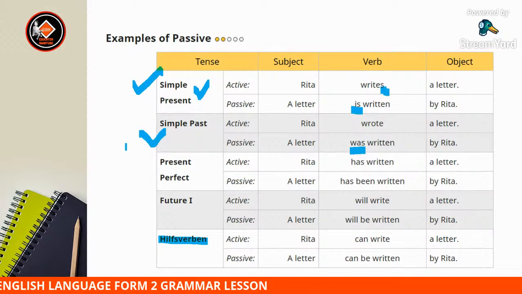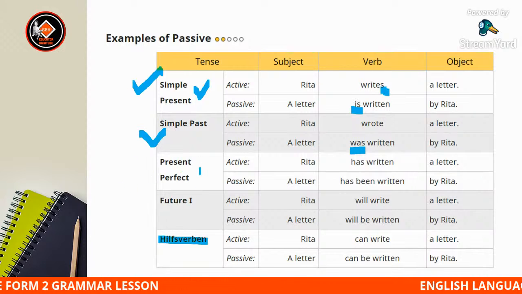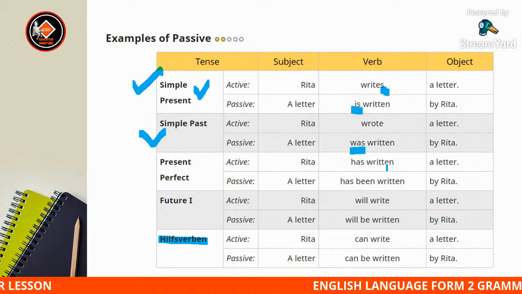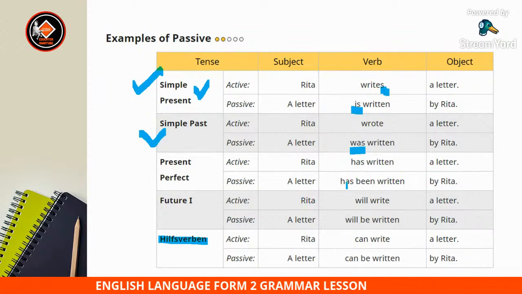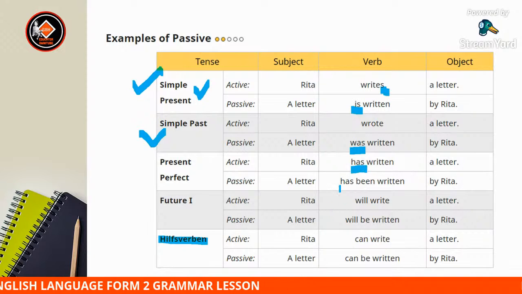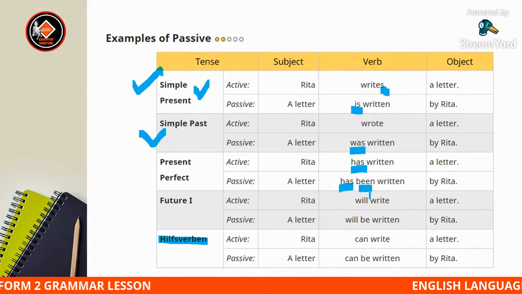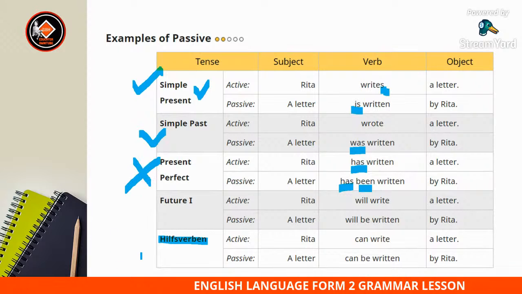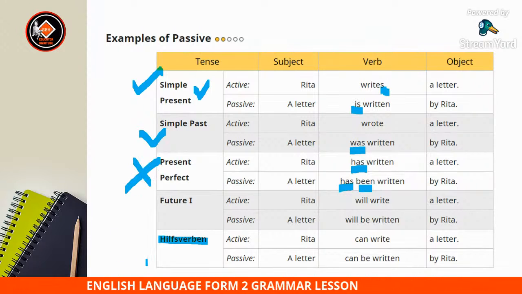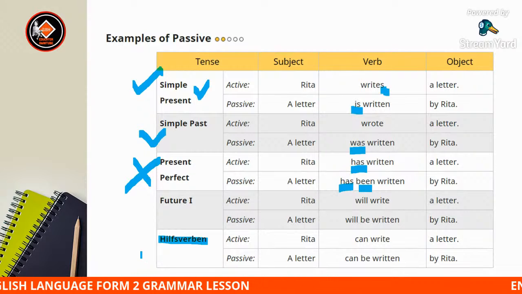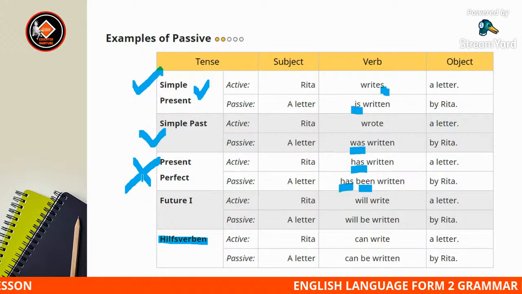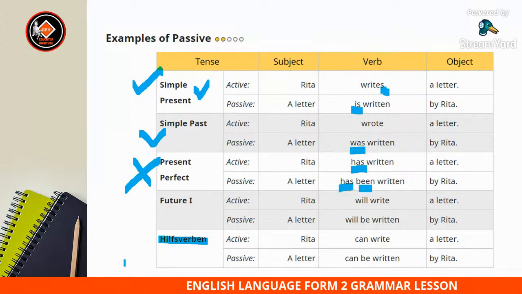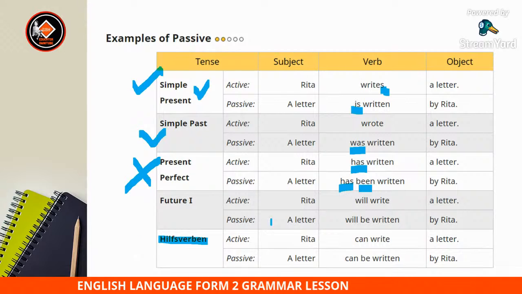And then we have another structure, perfect tense. Rita has written a letter. Passive, a letter has been written by Rita. Has written, so passive will become has been written. Okay, this one you do not need to learn. It's not your level. Normally this one you write when you are in Form 4, this type of sentence structure. Okay, this one, yes, sometimes you need to use.